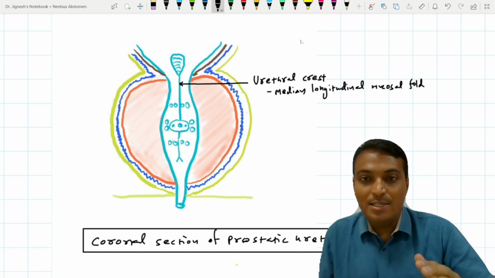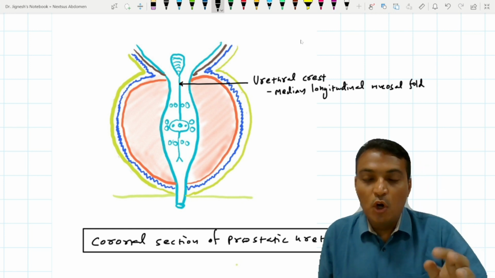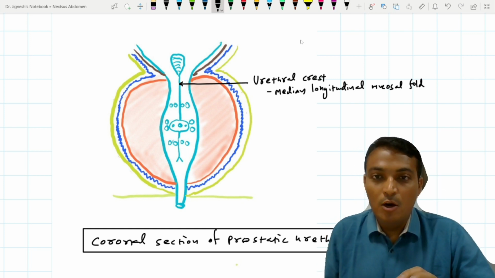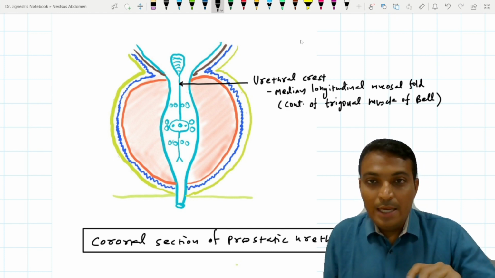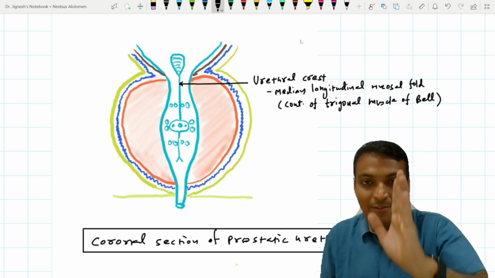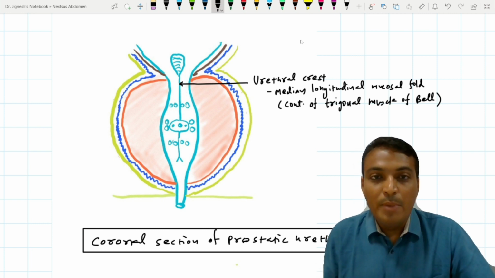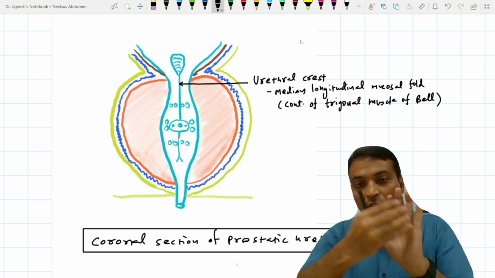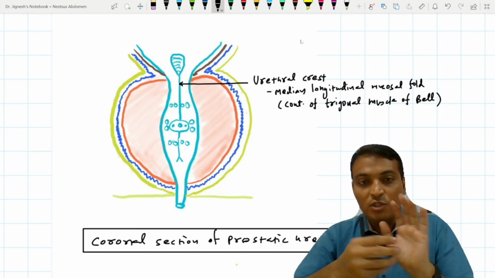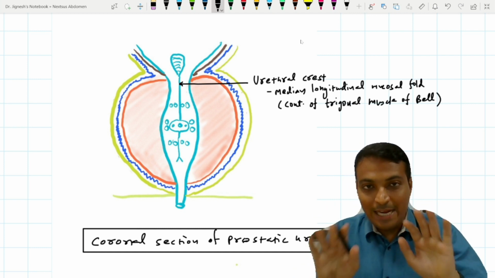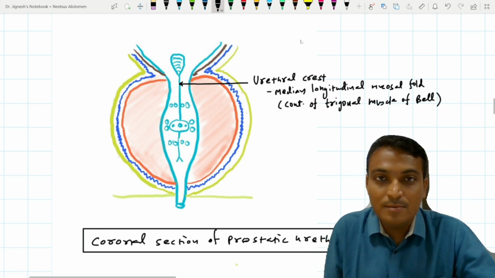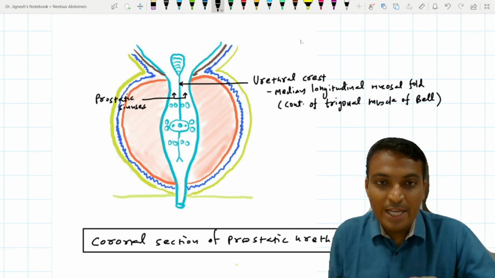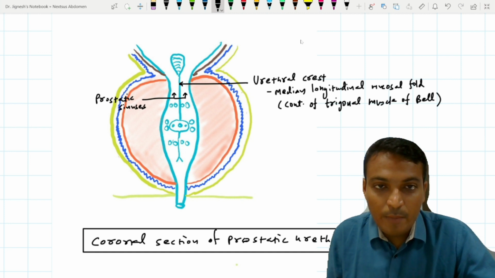This urethral crest is the continuation of the trigonal muscle of the base of the urinary bladder. As the urethral crest is an elevation situated in the midline, on each side of it we find a gutter, and these sinuses are called the prostatic sinus. Within the prostatic sinus, we can appreciate the openings of many prostatic glands.